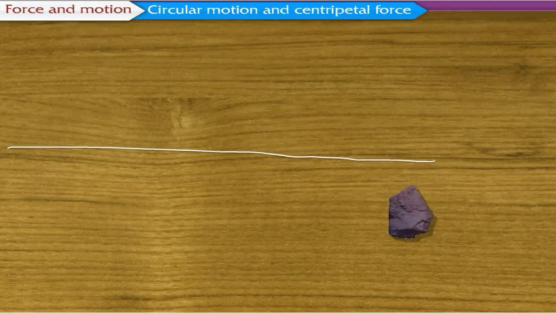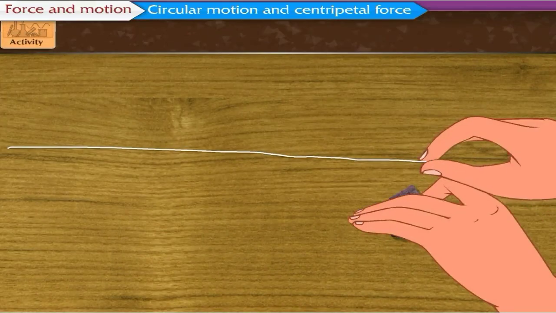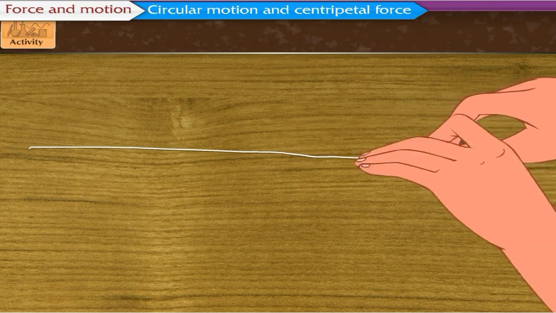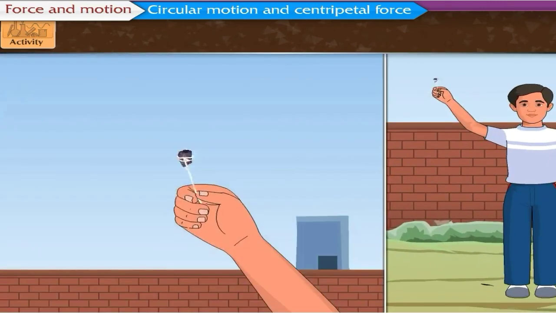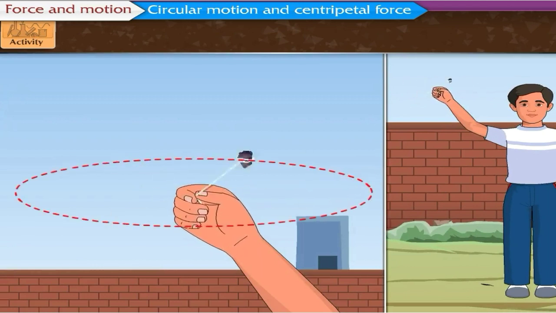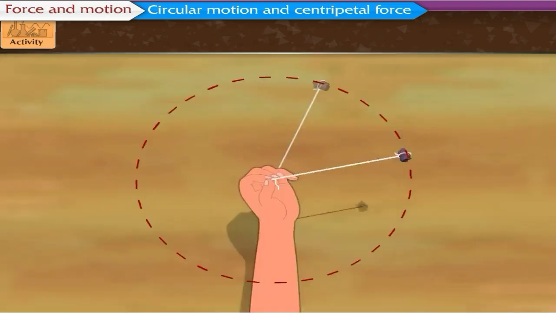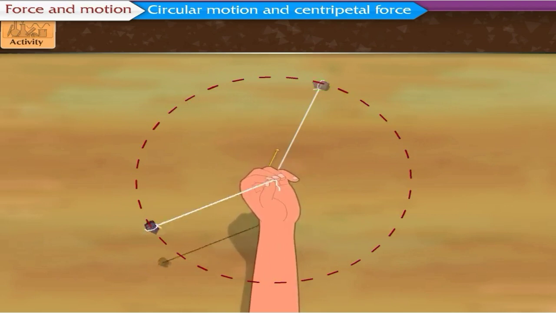Circular motion and centripetal force. Let us first perform an activity. Let us tie a stone to one end of a string. Now take the other end of the string in the hand and rotate the string so that the stone moves along a circle. On the stone, moving along a circular path, we are applying a force.